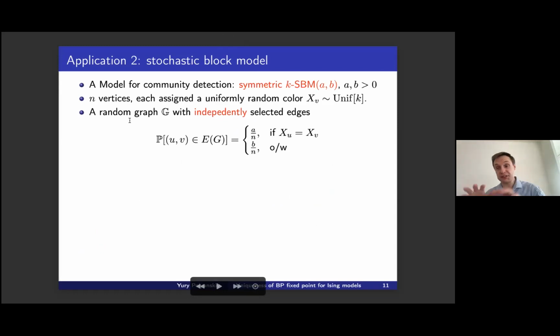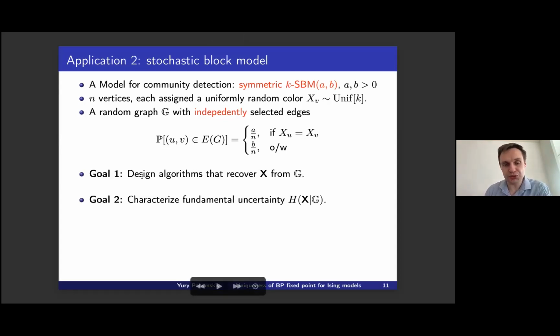Now, given this assignment, which is my planted assignment of communities, I partition people into k communities, and I build a random graph between them as follows. For every pair of vertices u and v, I put an edge independently with probability a over n if they share the same color, or b over n otherwise. So if a is bigger than b, people sharing the same color will be slightly more likely to be connected than people who don't. This is known as the stochastic block model.